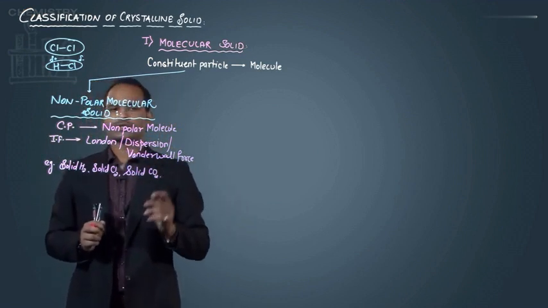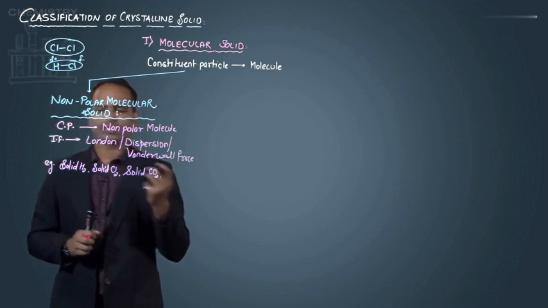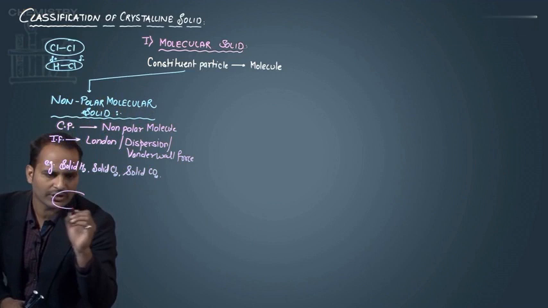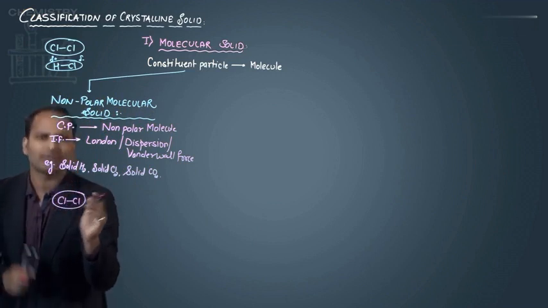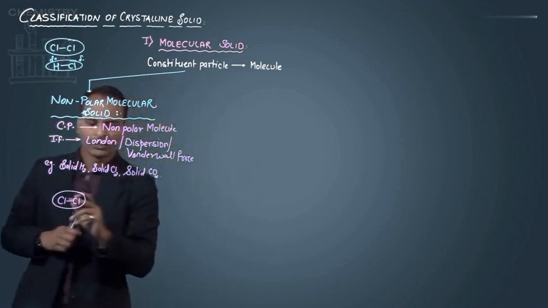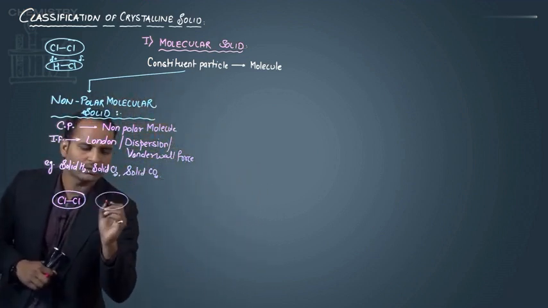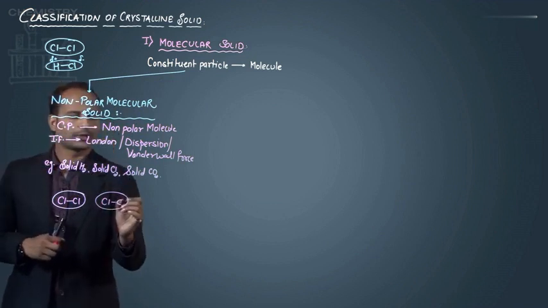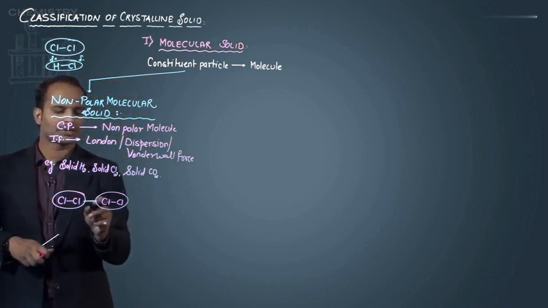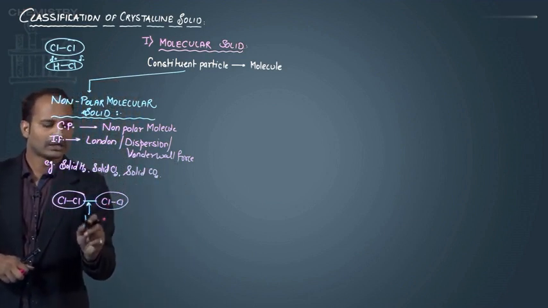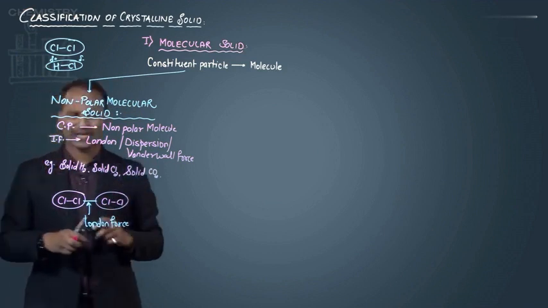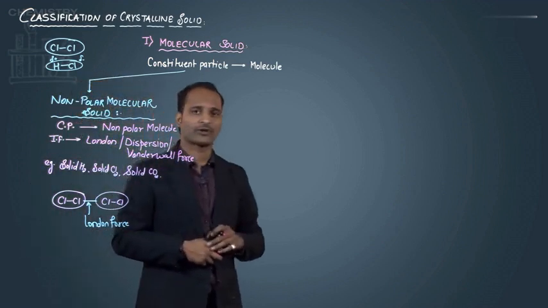So in non-polar molecular solid, as I said, the molecules are non-polar. For example, suppose I am considering the same chlorine solid. In case of chlorine solid, the large number of chlorine molecules will be attracted to each other by such a type of force of attraction. So this is the first molecule of chlorine and this is another molecule of chlorine. Both are non-polar, because both the chlorine atoms have the same electronegativity. So in this case, the attraction present between them is called London force or van der Waals force of attraction, which is considered one of the weakest forces of attraction.